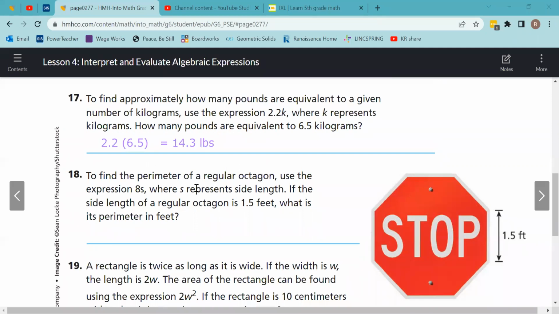18. To find the perimeter of a regular octagon, stop sign shape, use the expression 8s, so 8 times each side length. If the length of a regular octagon is 1.5 feet, what is the perimeter in feet? So we've got 8 sides times 1.5 each. Punch it in your calculator, and we end up with 12 feet.